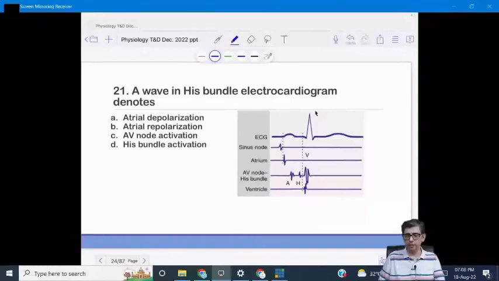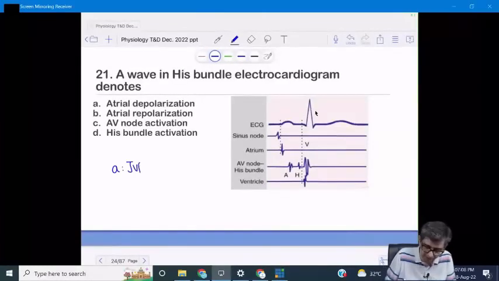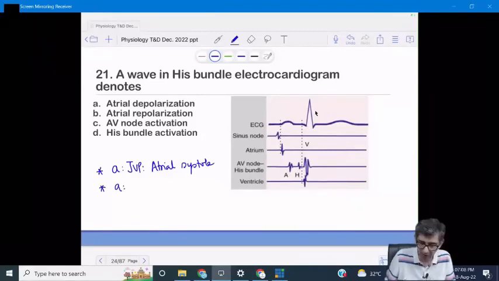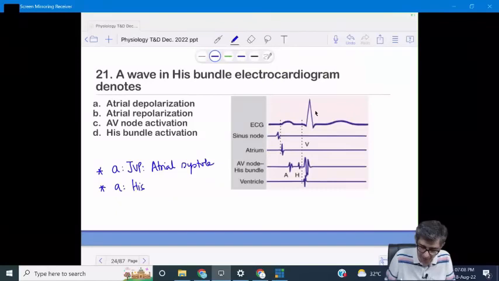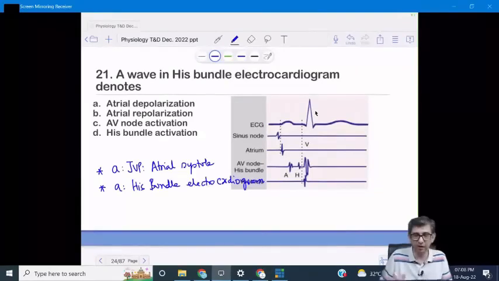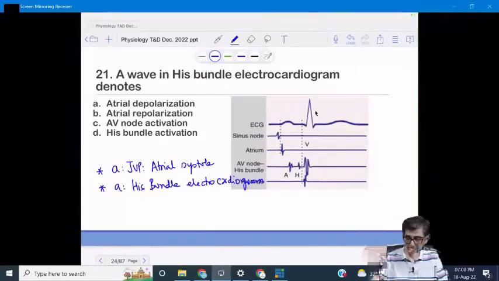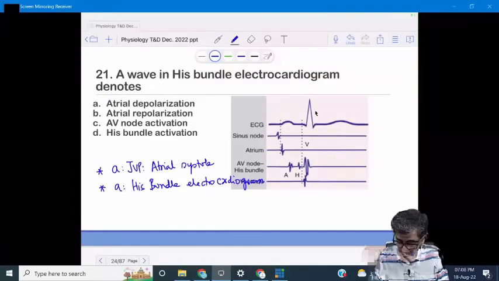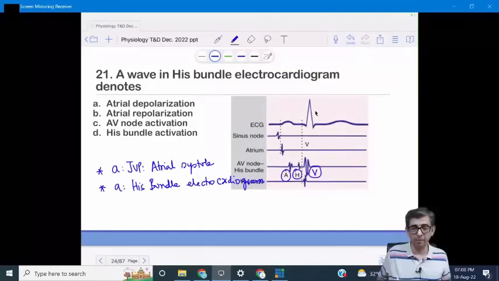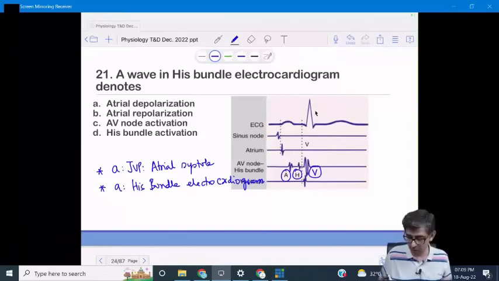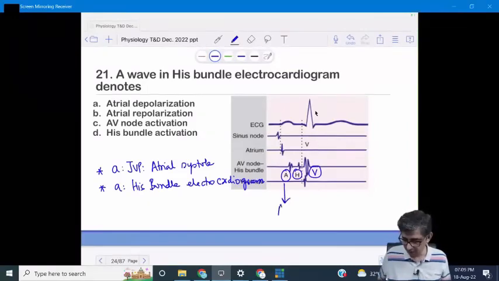We traditionally read about the A wave in JVP for atrial systole. But today I have asked about the A wave in His bundle electrocardiogram. This is a special type of ECG which is done to study the conduction system of the heart. Here you will be having 3 waves, called the A wave, H wave, and the V wave. The question is regarding the A wave. So A wave क्या indicate करती है? The first wave indicates that the AV node of the patient is activated. It indicates AV nodal activation.